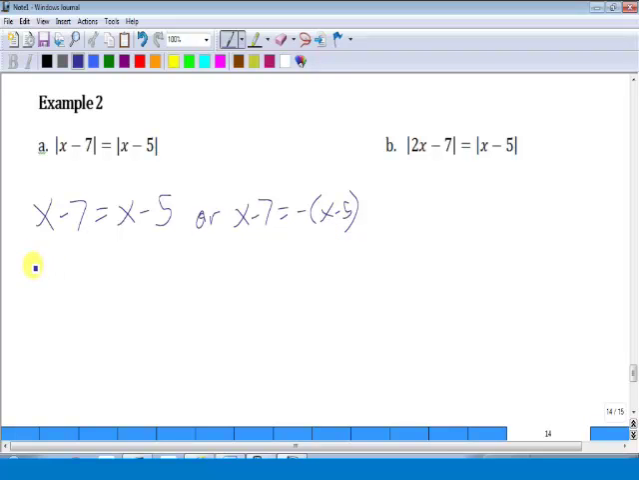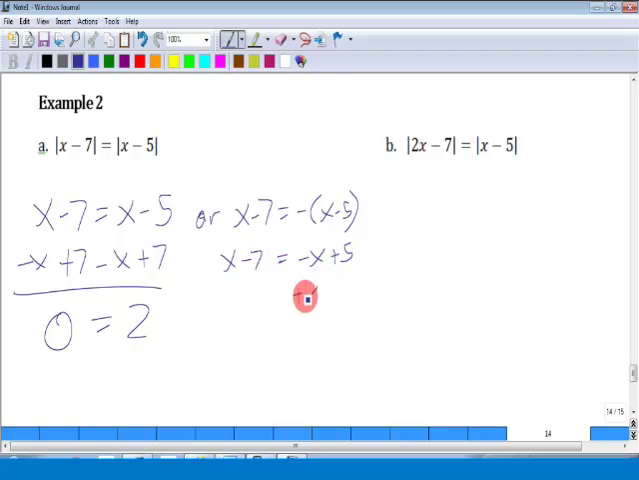First one, bad things happen. The x's go away. Minus x, plus 7, 0 equals 2. Not getting solutions out of that. But the other way, I think, x minus 7 equals negative x plus 5. If we add x to both sides and add 7 to both sides, I think 2x equals 12 is promising.